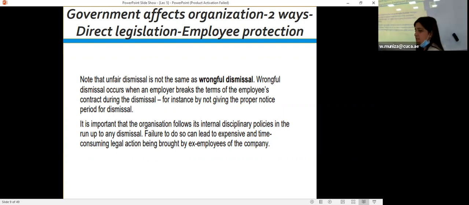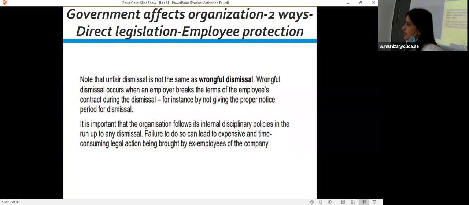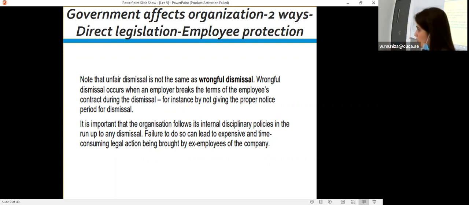So during the dismissal process, when the person has resigned or when the organization has made an individual resign, in that particular phase, there must be proper policies which need to be followed. If the policies are not followed, then this is known as a wrongful dismissal.